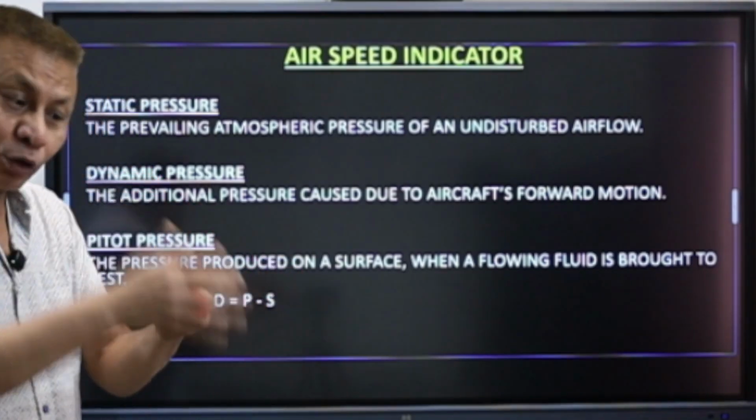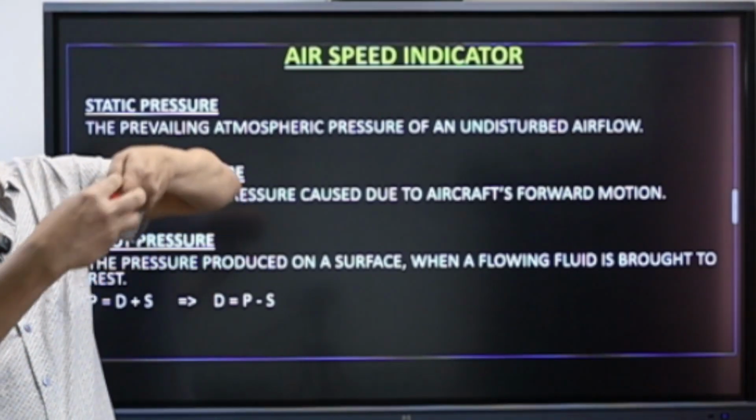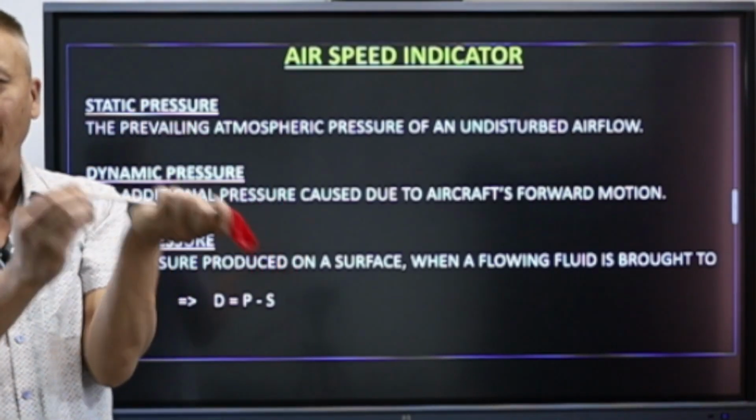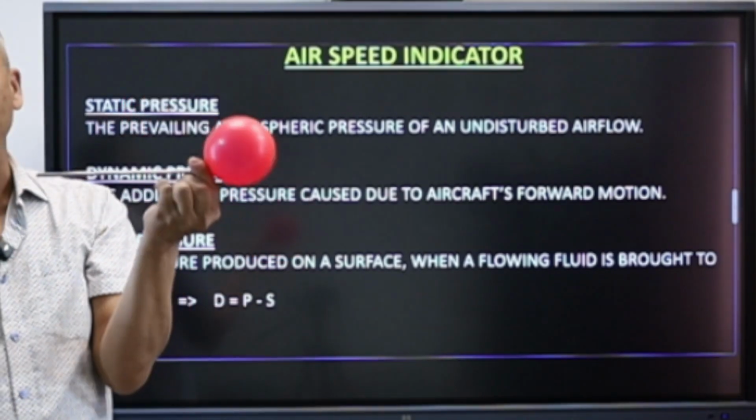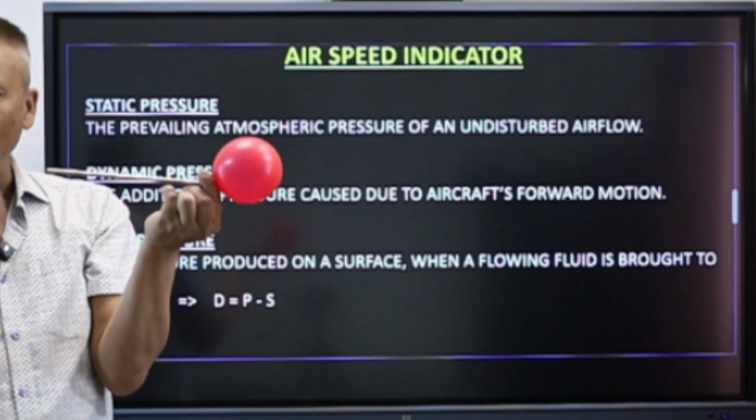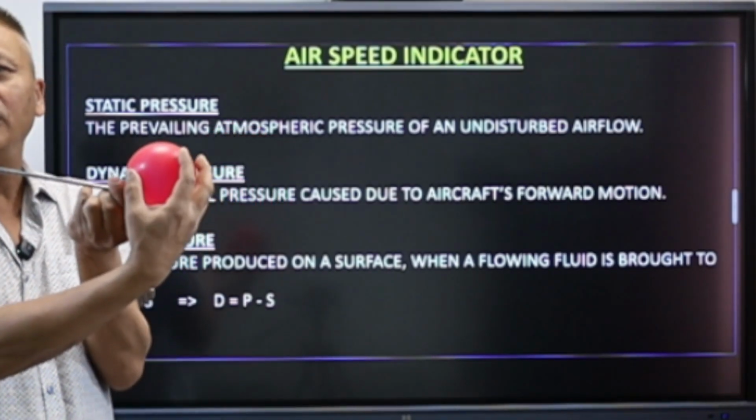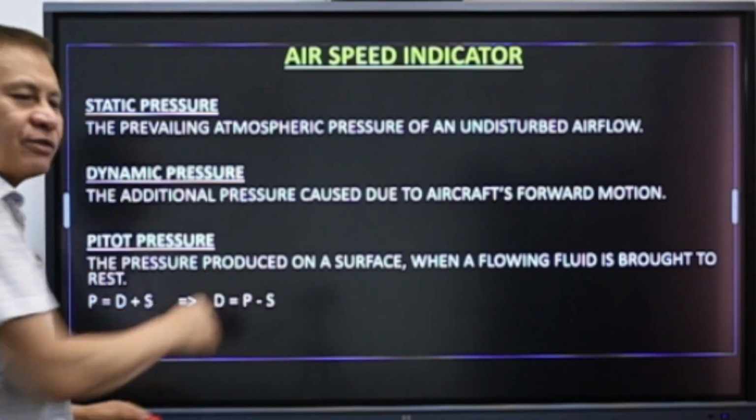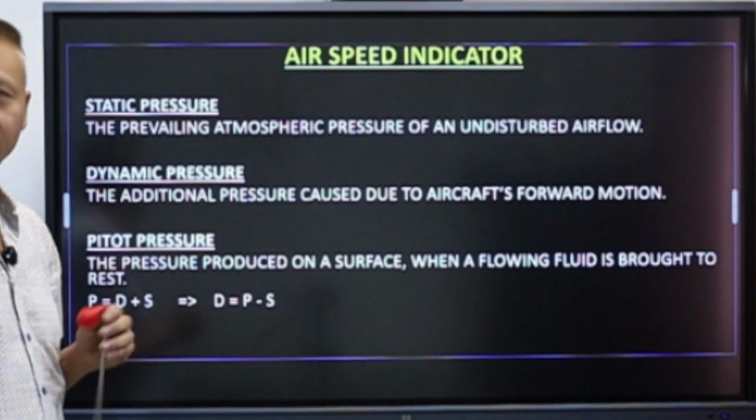So now when I feed this balloon, the static pressure was already existing inside. The additional pressure which is there because of my Pitot pressure is now subjected to the static pressure while expanding, so it automatically fulfills the formula, that is, the dynamic pressure is equal to Pitot pressure minus the static pressure.